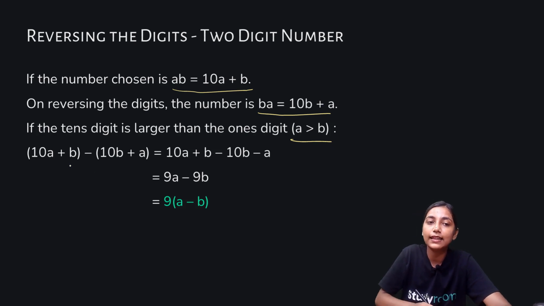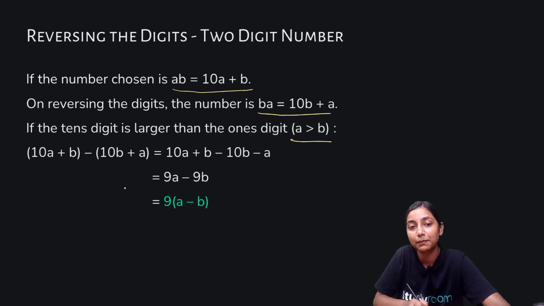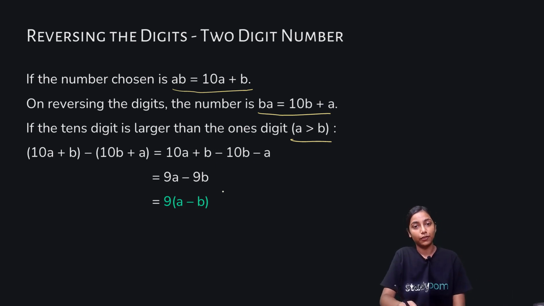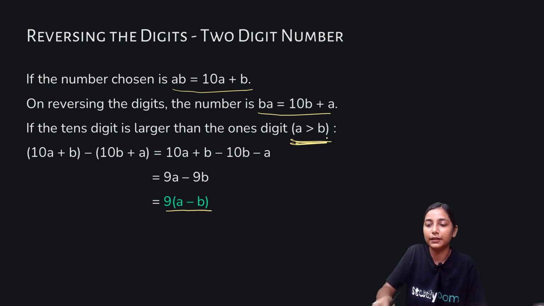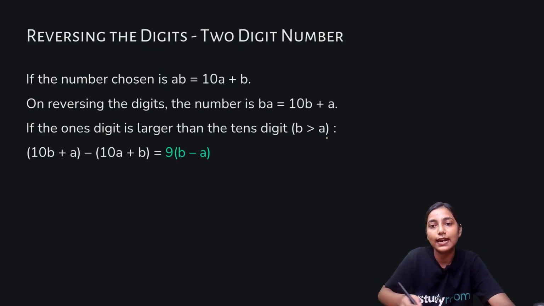Now if A is greater than B, when we subtract these two numbers, 10A plus B minus 10B plus A, we will get 10A plus B minus 10B minus A. On solving, we are getting 9A minus 9B, from where you can take 9 as common and you will get 9 into A minus B. So first is this case when A will be greater than B.